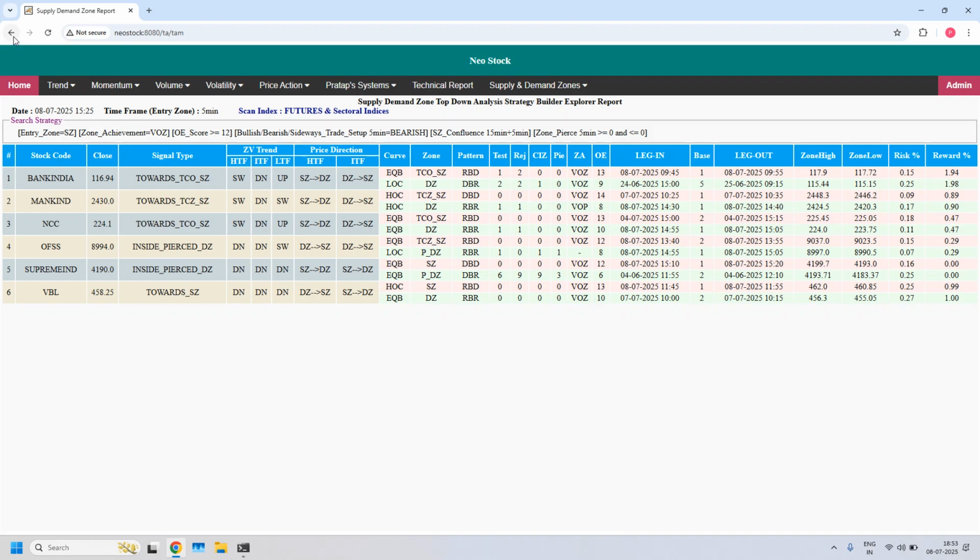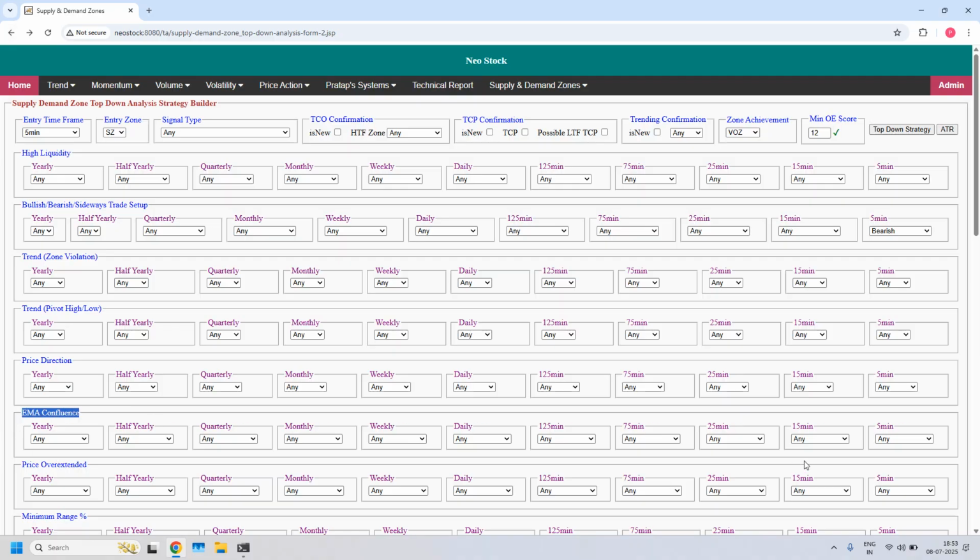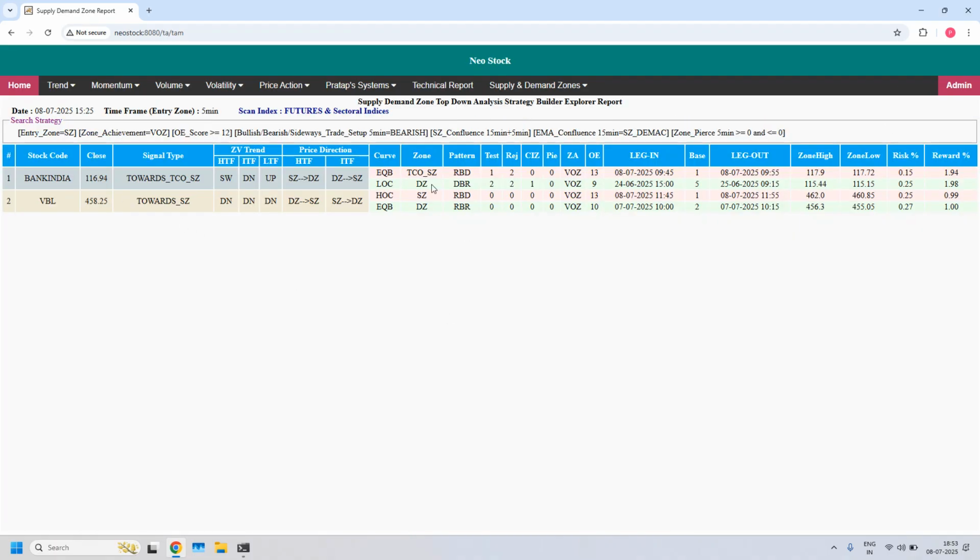Let's further filter with EMA on 15 minutes. That is 15 minutes supply zone with daily EMA confluence. We got 2 stocks. That way these 2 5-minute supply zones might have a higher probability to succeed, provided less than 20 checklist items are satisfied.